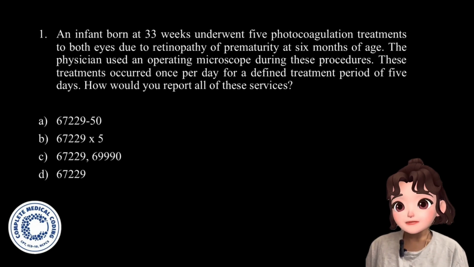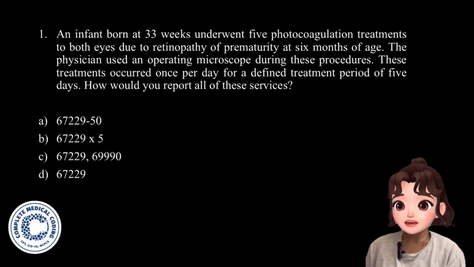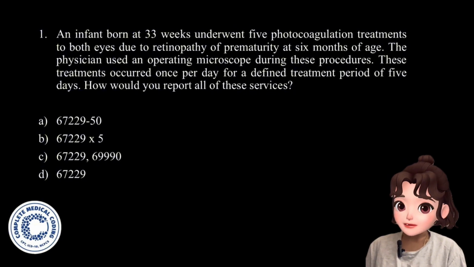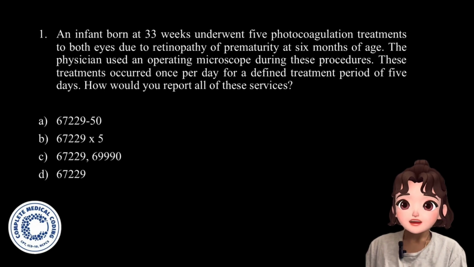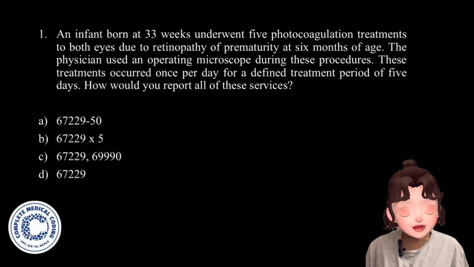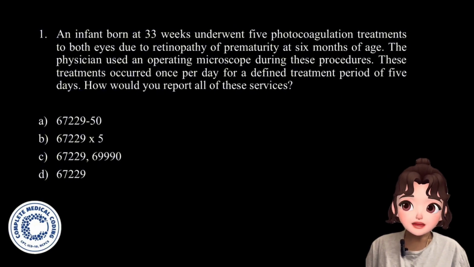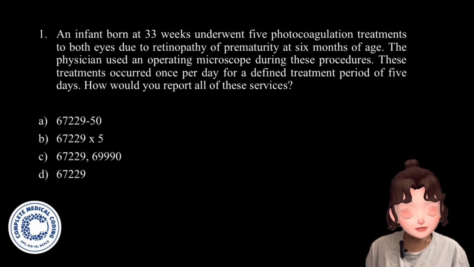Let's find out the correct CPT code. What is the first one? 67229. If you check all the options, it is the same CPT code, 67229. What is 67229? Treatment of extensive or progressive retinopathy, 1 or more sessions. Yes, we have 5 sessions. 5 photocoagulation treatments means 5 sessions.